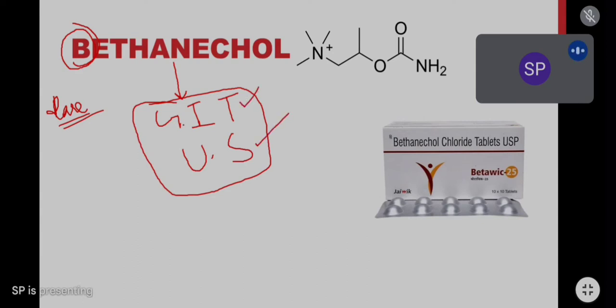So, because of this specific action, bethanechol is used in post-operative conditions. See, after an operation, when the patient is given some anesthesia, or when a person has undergone some operations, surgeries, or when a patient has had deliveries, postpartum we say. So, in post-operative and in postpartum conditions, the patient will have urinary retention. How many of you know about urinary retention? Urinary retention.